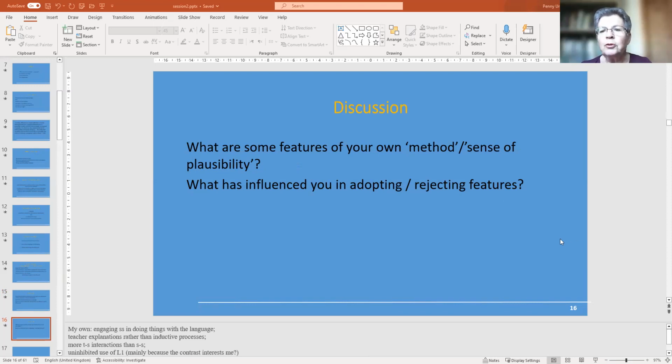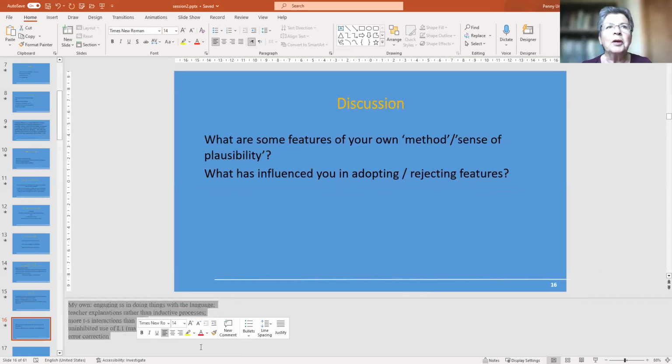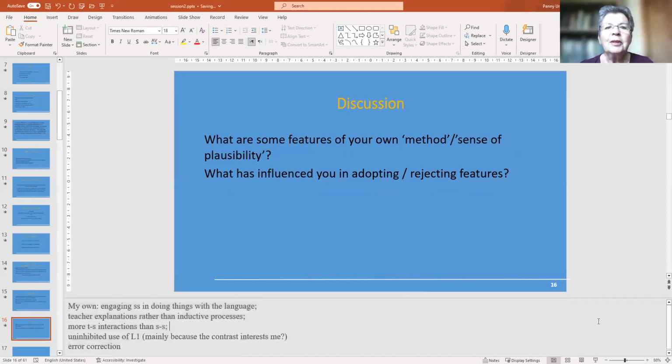Can you see the notes? Are they visible? Yes. They're small, but they're visible. Yeah, I'll make them a bit bigger. But that's my own informal brainstorming. If someone asked me what my method was, then I'd say something like that. What would you say about yourselves?